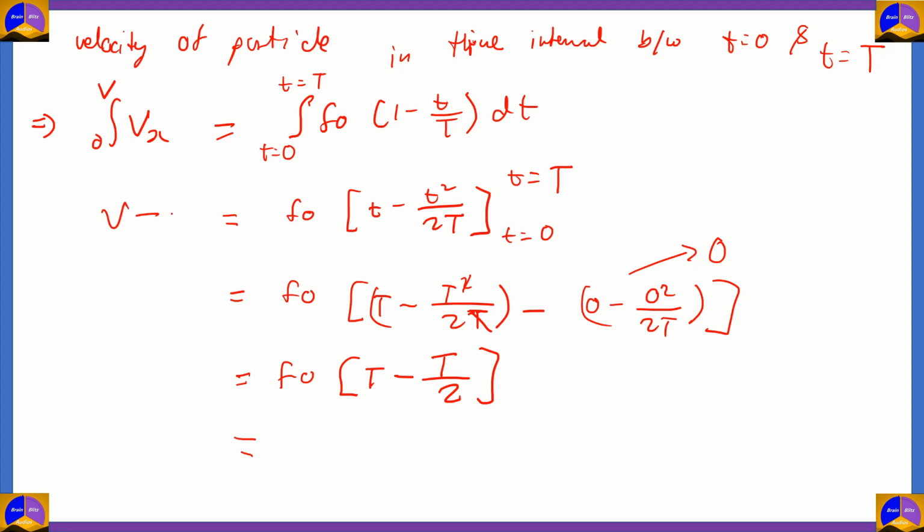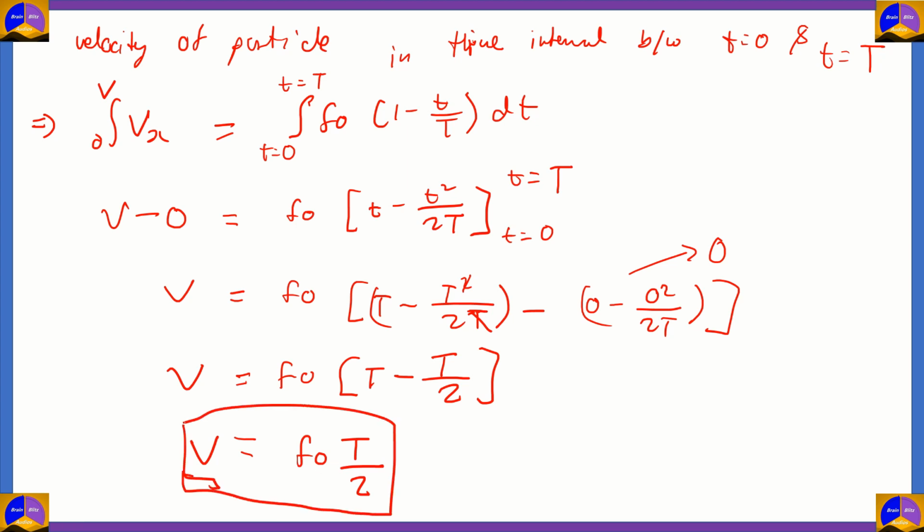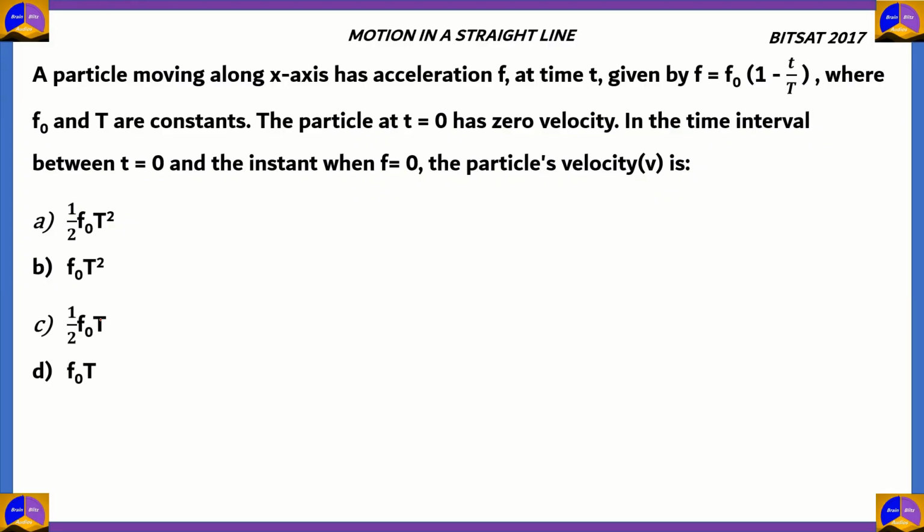And the left hand side will be v minus 0, so that becomes v. So the value of v, the velocity of the particle in the time interval between t equals 0 and the instant when f equals 0, will be f naught times capital T divided by 2. Since T minus T by 2 gives you T by 2, you have f naught multiplied by T by 2 as the final solution. If you look at our options, option C, half f naught T, is the same thing as f naught T divided by 2. So therefore option C is the correct option.